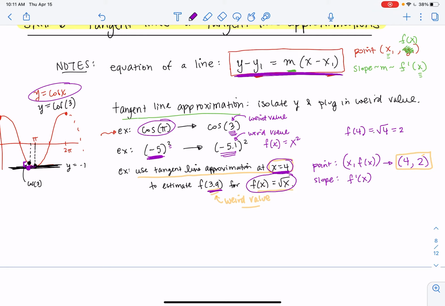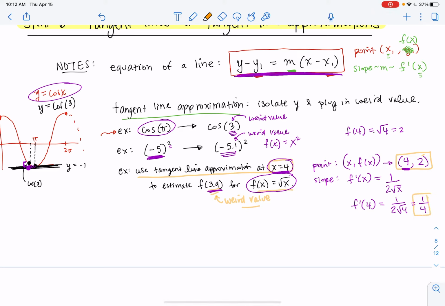Next, I need my slope. So I need f prime of x. Well, if f of x is radical x, then f prime of x is 1 over 2 radical x. That is a formula that we've seen many times in the past. But I don't want the general slope. I want the slope at the value where x is 4. So next we plug in 4. And I get 1 over 2 times 2, so 1/4 is my slope.